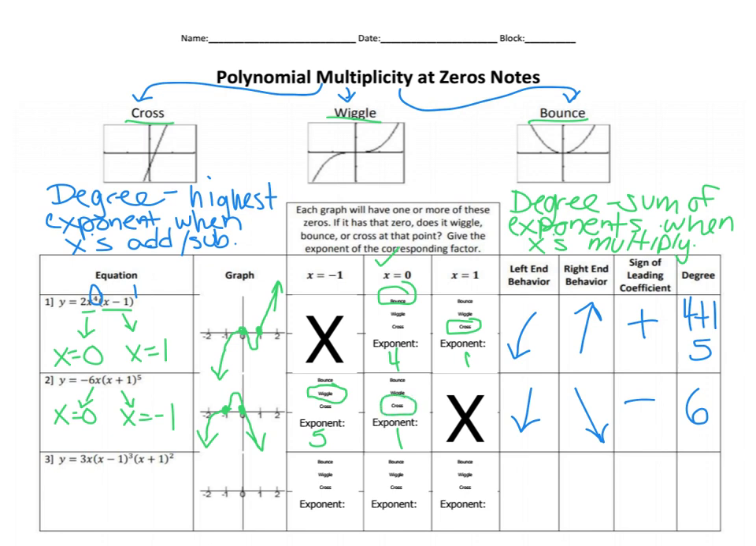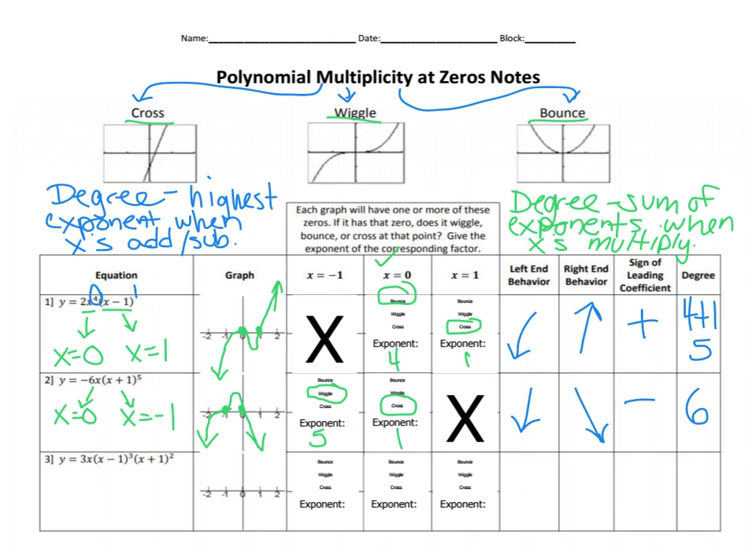So we're starting to see some patterns here. You might notice that from number 1, we crossed and we had an exponent of 1. And then on number 2, when we crossed, we also had an exponent of 1. That connection right there is a pretty significant connection. Let's see what happens for bounces and wiggles. Let's see if we can figure it out on number 3 here.